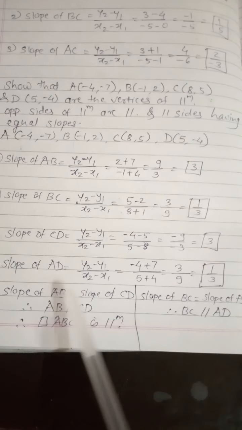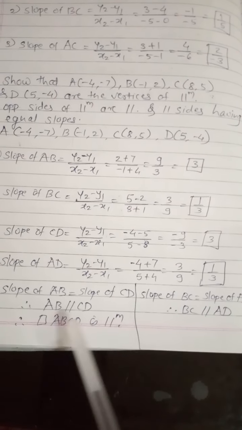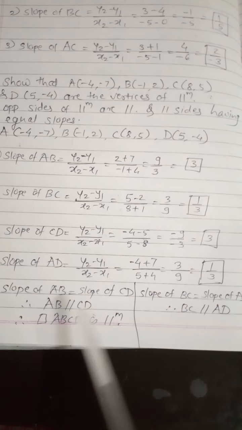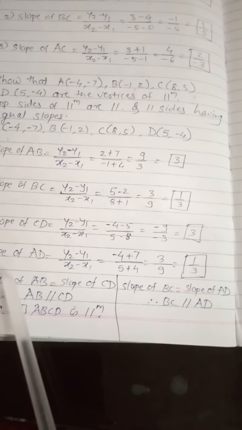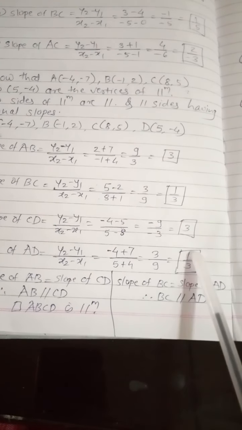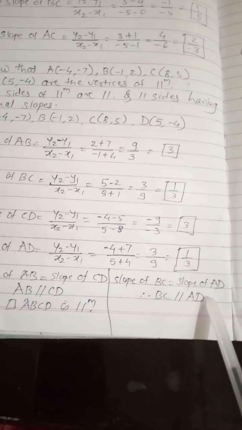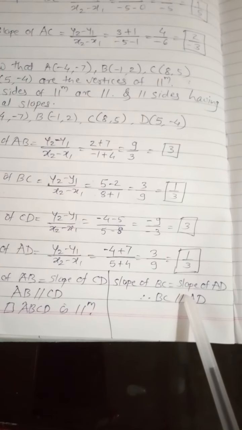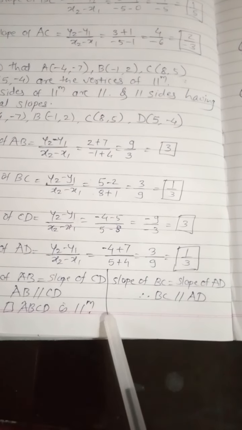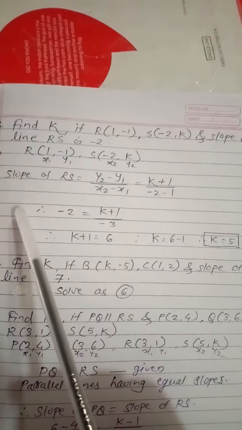The slope of AB is equal to the slope of CD, so AB and CD are parallel. Similarly, the slope of BC is 1 by 3, and the slope of AD is also 1 by 3. The slopes are equal, so the sides are parallel. Opposite pairs are parallel, and so the given quadrilateral is a parallelogram. Now the next question, question number 6.